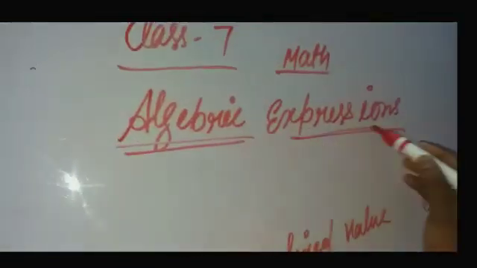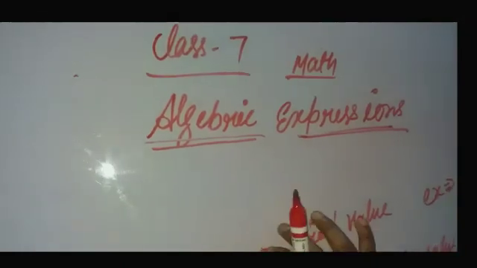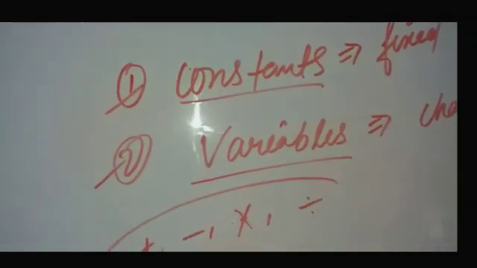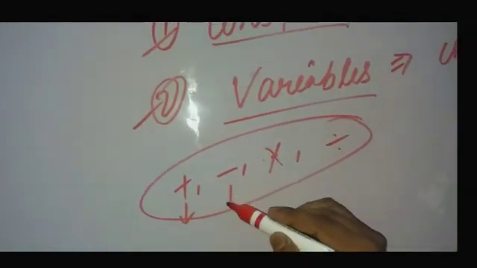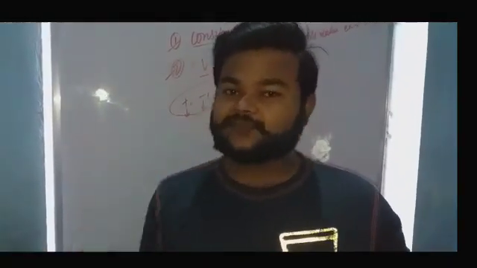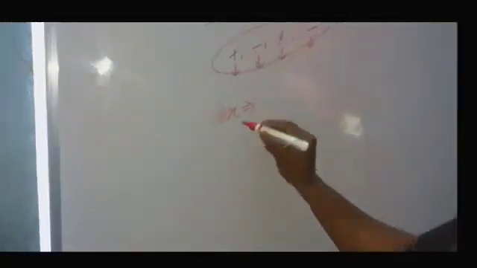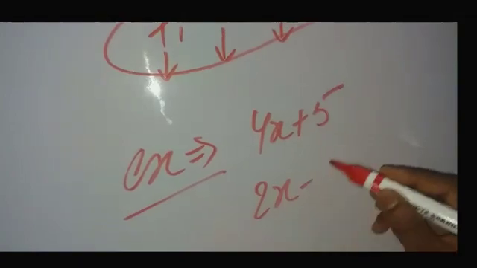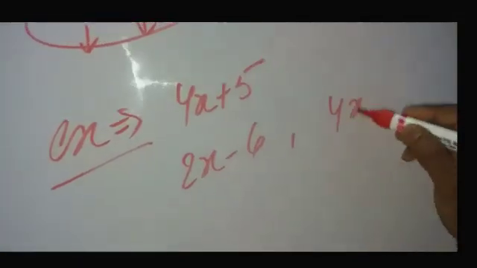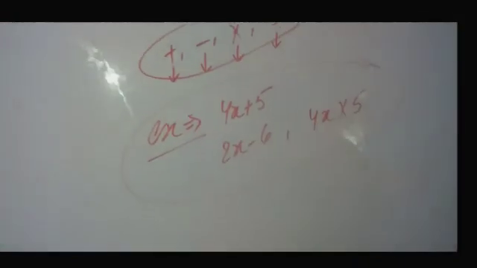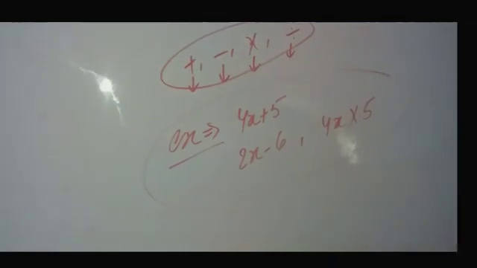What do you mean by algebraic expression? We use some symbols such as constants and variable to combine an expression with addition, subtraction, multiplication and divide. These expressions are known as algebraic expressions. As for example, 4x plus 5, 2x minus 6, 4x into 5. This is the algebraic expression.